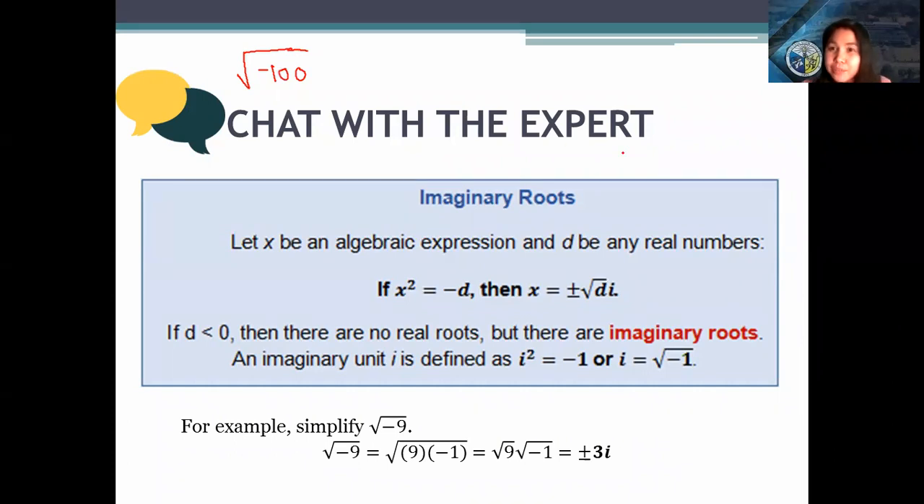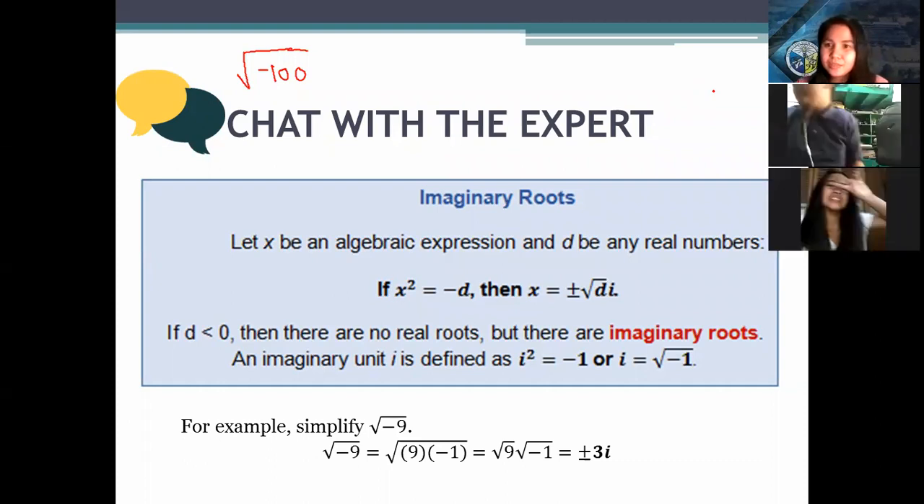I think negative... no. Ma'am, I think there's none po. Oh, why do you think so? Because it's negative.